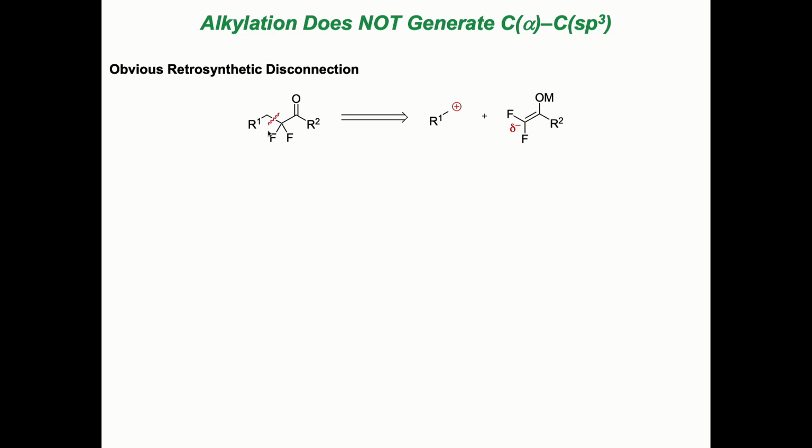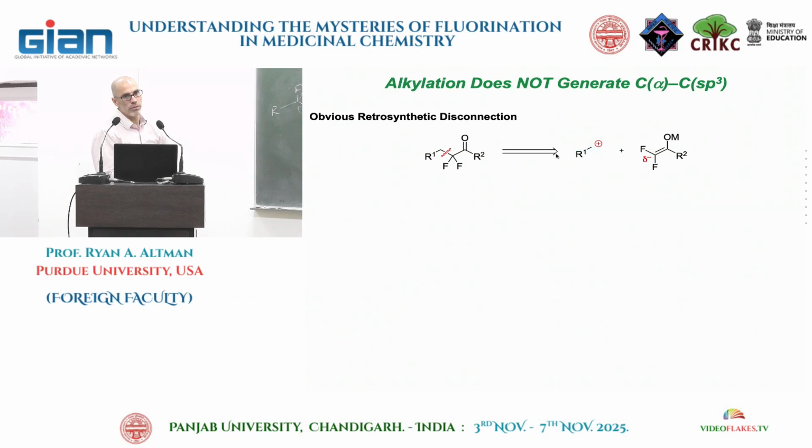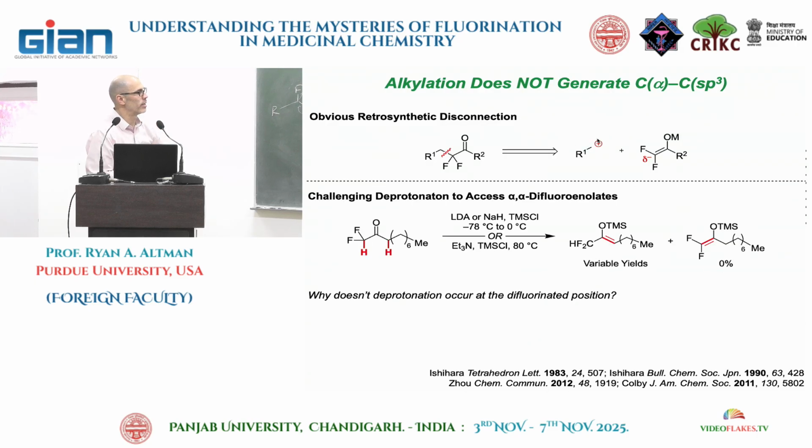use that disconnection in practice. You might not use it, but as a synthetic chemist, you always think about that disconnection. Okay. So we would need a difluorinated enolate. We would need some type of an electrophile. It can be an SN1 reaction, SN2 reaction, who knows? You'd have to eventually attach some type of leaving group to that position. That's the disconnection we think about.